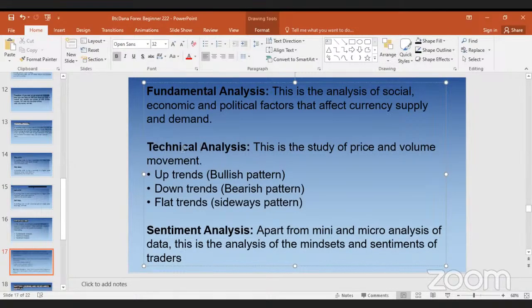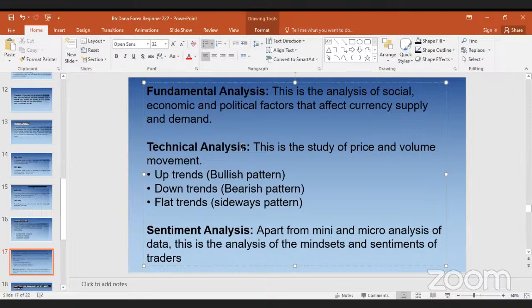In the technical analysis, there's what we call the uptrend. I'm sure I've mentioned this before. We have the uptrend, which we call the bullish pattern, while the bearish pattern is called the downtrend. And then we have a flat trend. That is when the market is going sideways. There's no way to tell if the market is going to go up or come down. There's no decision. So that is what a flat trend is all about.